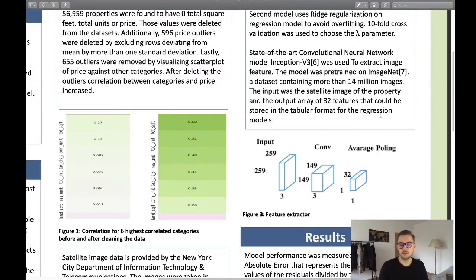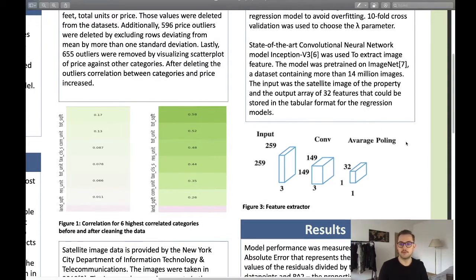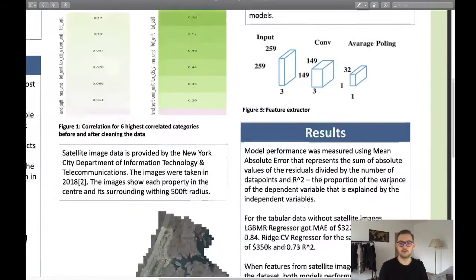To extract visual features, I have used Inception v2 tested on ImageNet, and only the first layer was used because I wanted to have the most general visual image features. After average pooling, only 32 features were extracted that could have been stored in the model.